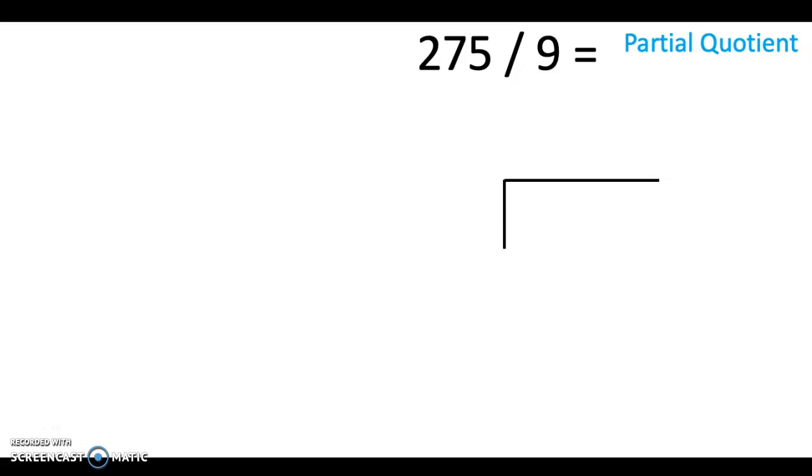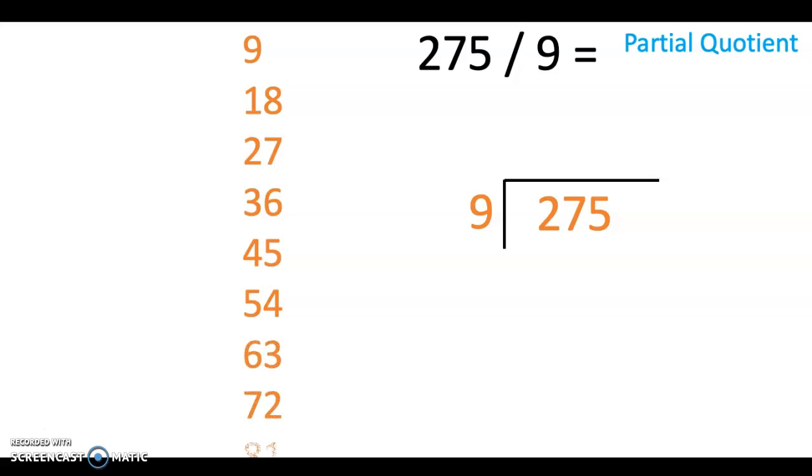275 divided by 9 using partial quotient. Let's set up our equation with our 9 on the outside, 275 on the inside, and your 9 times tables if you need them. We also need to write out our steps of divide, multiply, subtract, repeat, and check.